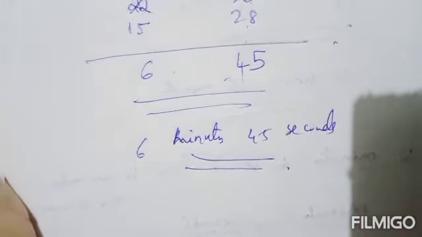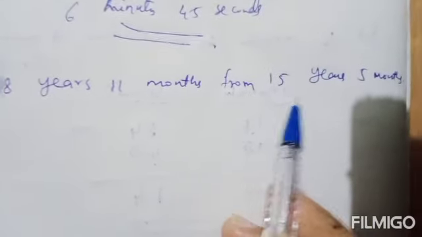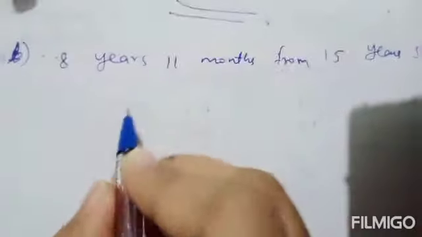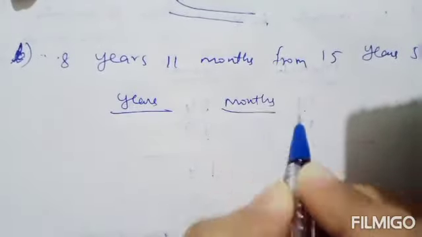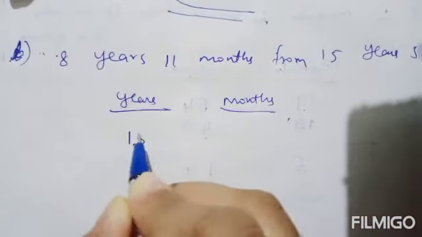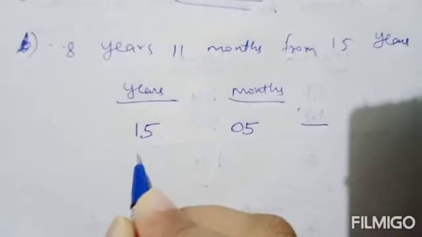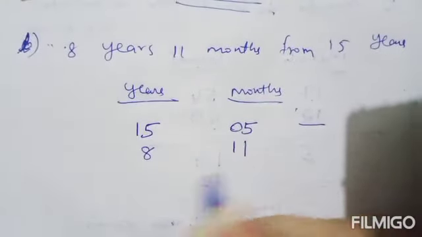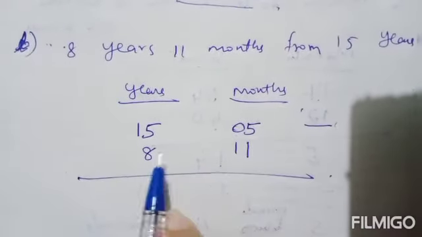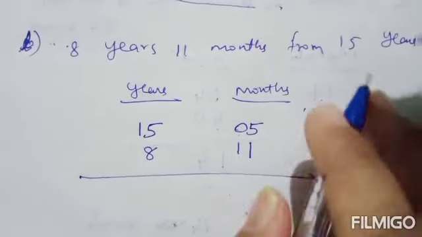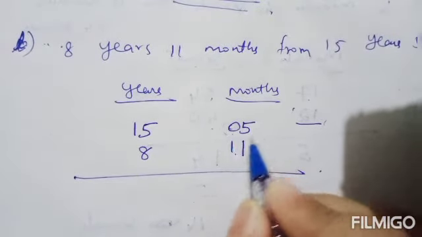Okay. Next L, 8 years 11 months from 15 years 5 months. So years you can write in one column and months in the next column. From 15 years 5 months you have to subtract 8 years and 11 months. You can write like this, 1505 minus 811. Now here you can see one thing, 5 minus 11. The smaller quantity is coming above.